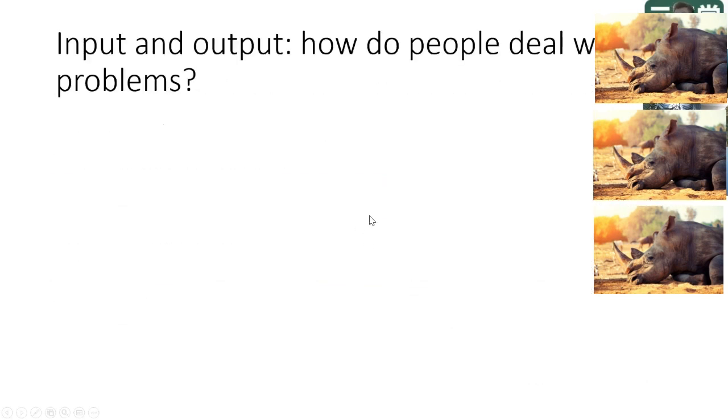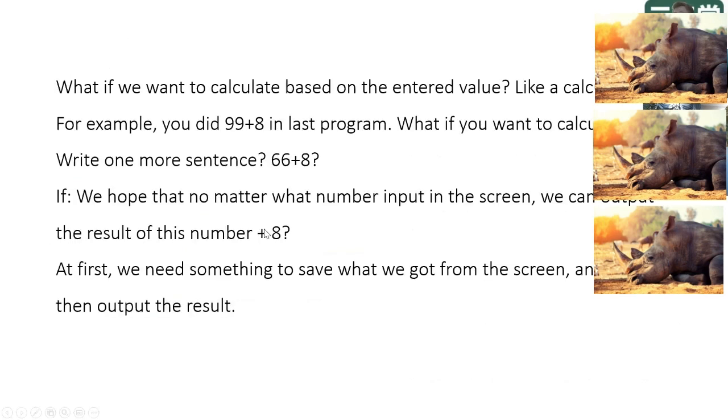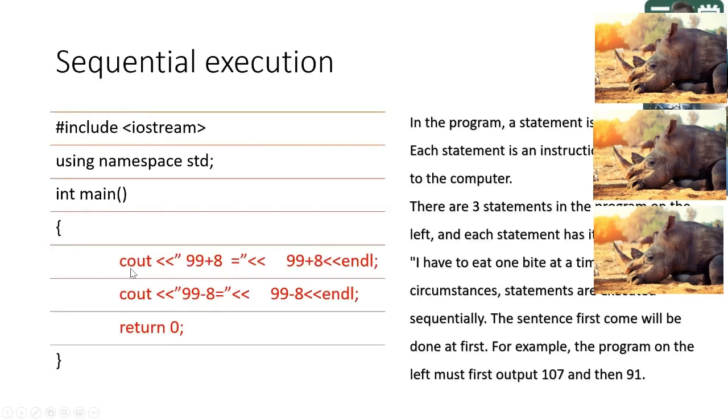That means we need input. You know, this cout is output, right? The screen gives something to you, the computer gives something to you. But what we want is that I give the computer something and the computer gives me the result. That's the right way.